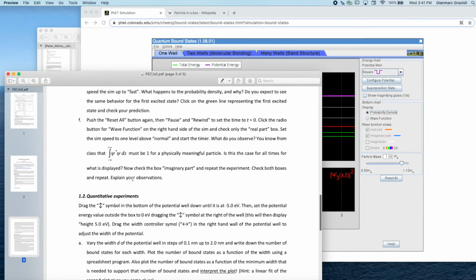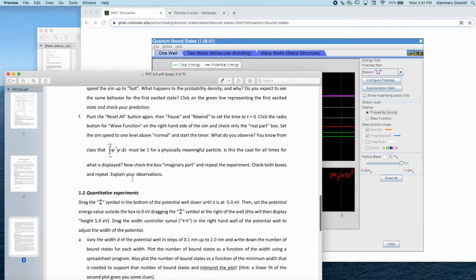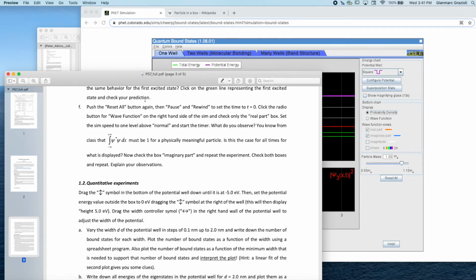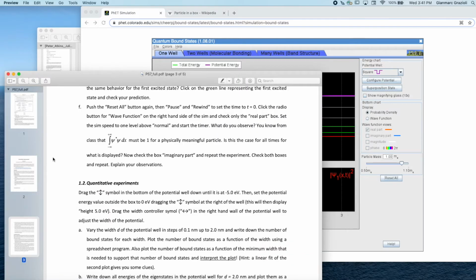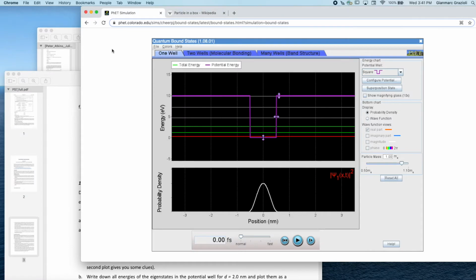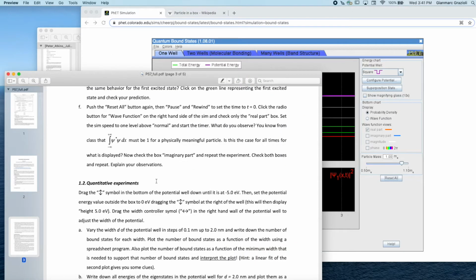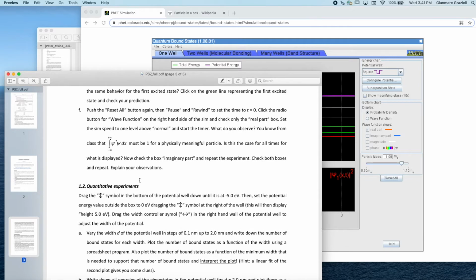Okay, now part F. Push the reset all again. All right. Done. Now what? Then pause and rewind to set the time to t equals 0. Okay, I already did that. So we're at time t equals 0. Great. Now what?